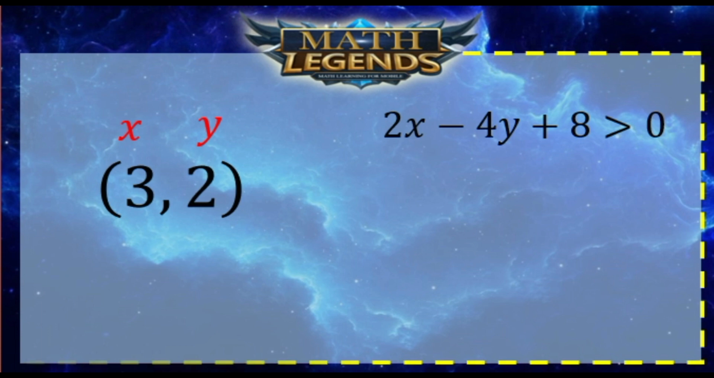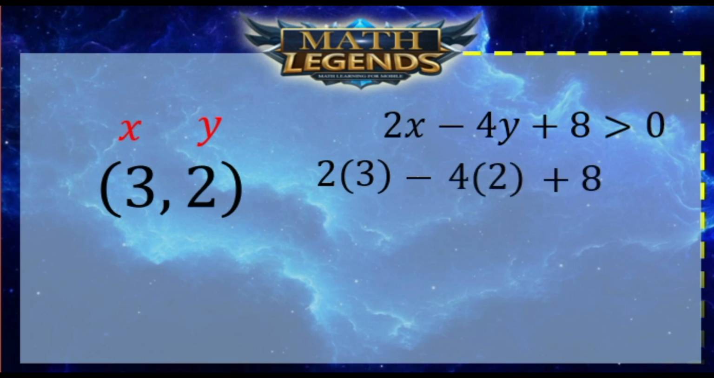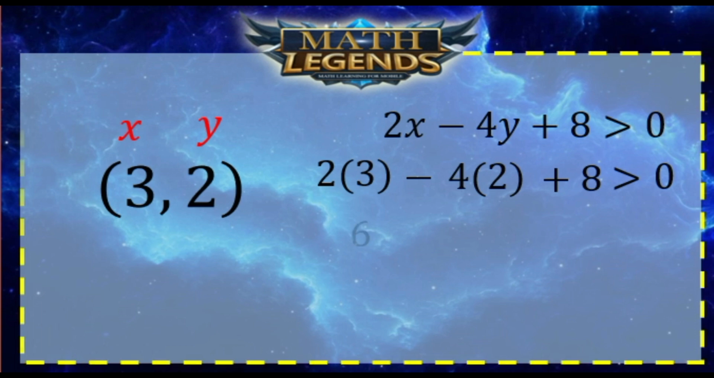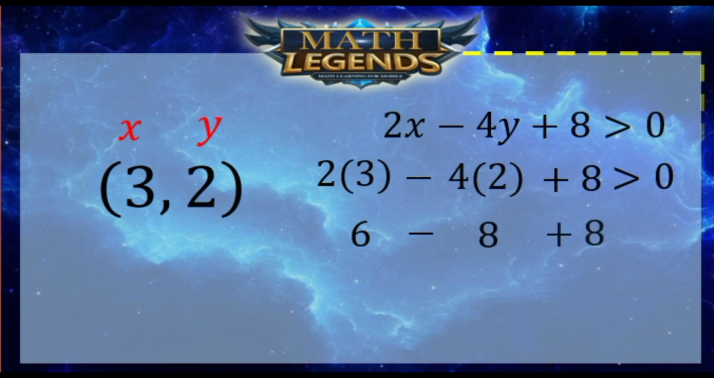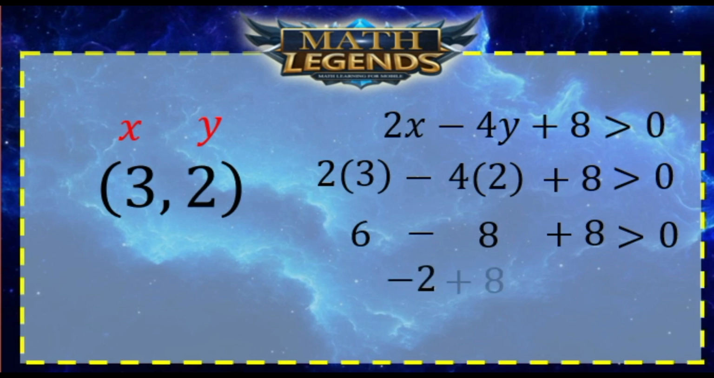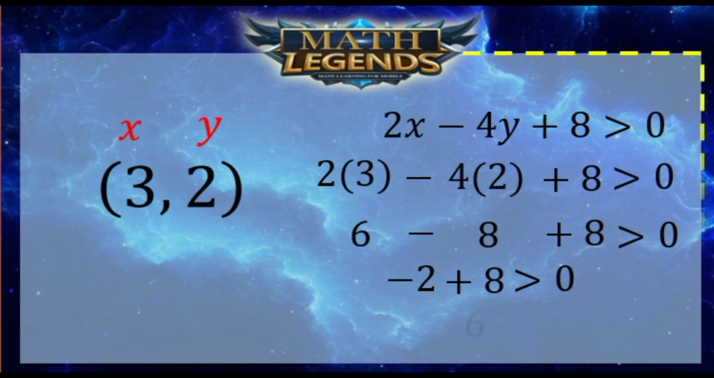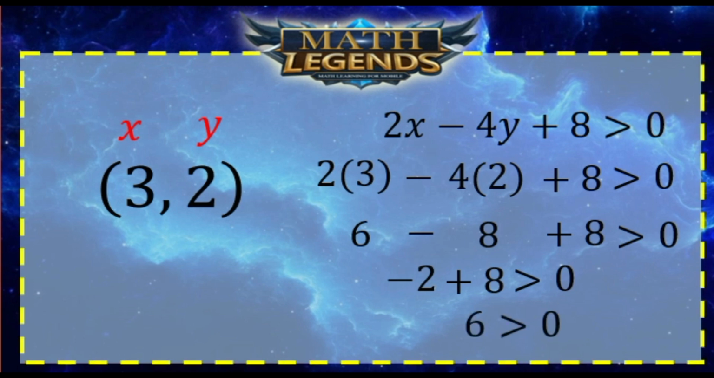Let us substitute the value. 2x will become 2 times 3, minus 4y will become 4 times 2, plus 8 greater than 0. So we have 2 times 3, the answer is 6, minus 4 times 2, the answer is 8, plus 8 greater than 0. So we have 6 minus 8, that is equivalent to negative 2, plus 8 greater than 0. Negative 2 plus 8, the answer is 6, greater than 0.